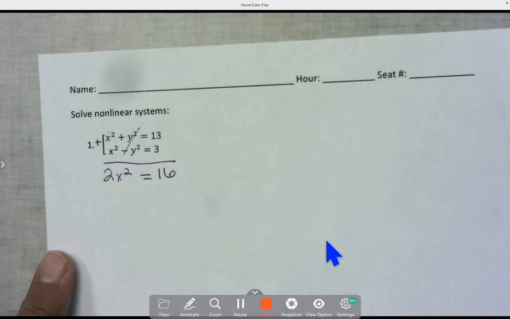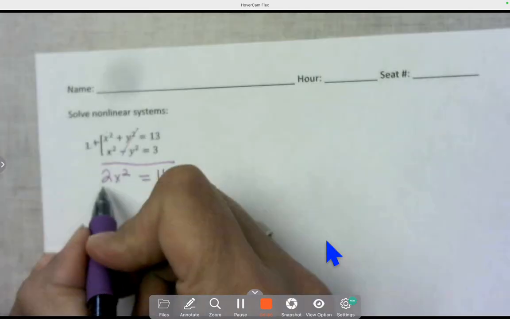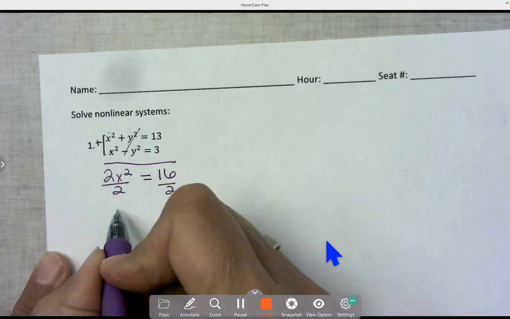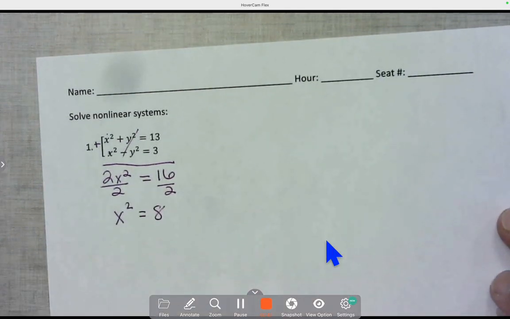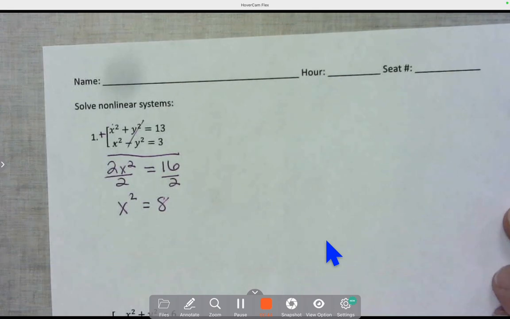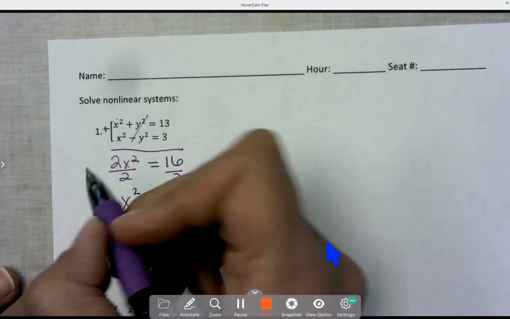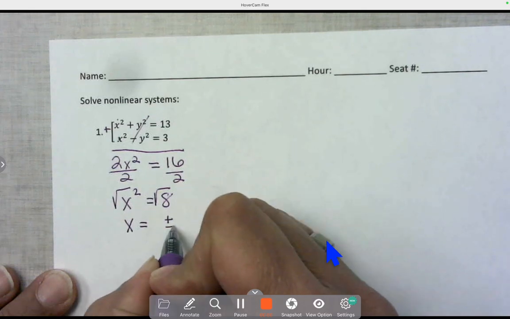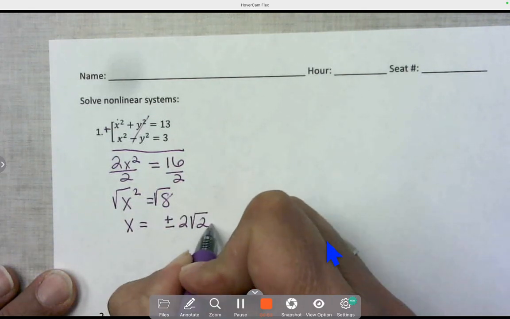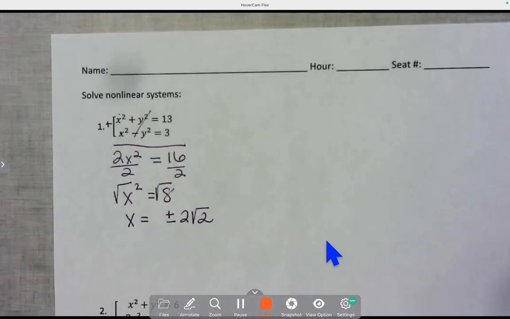So now we're going to go ahead and solve for x. So we're going to have to divide both sides by 2. We get x squared equals 8. And then we're going to square root both sides. So x equals plus or minus 2 square root of 2, because we want to simplify square root of 8.